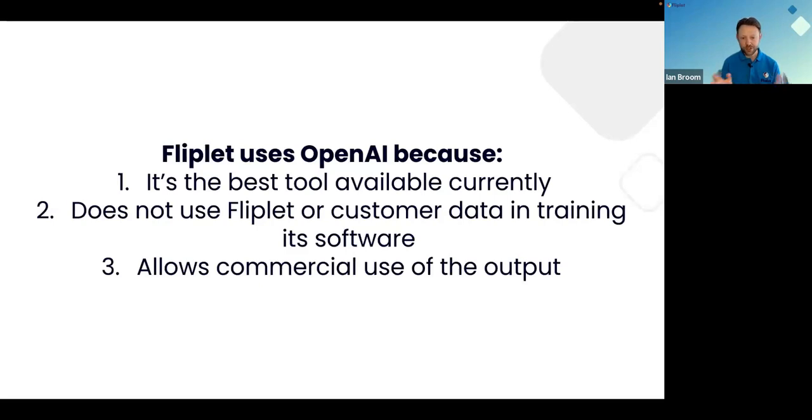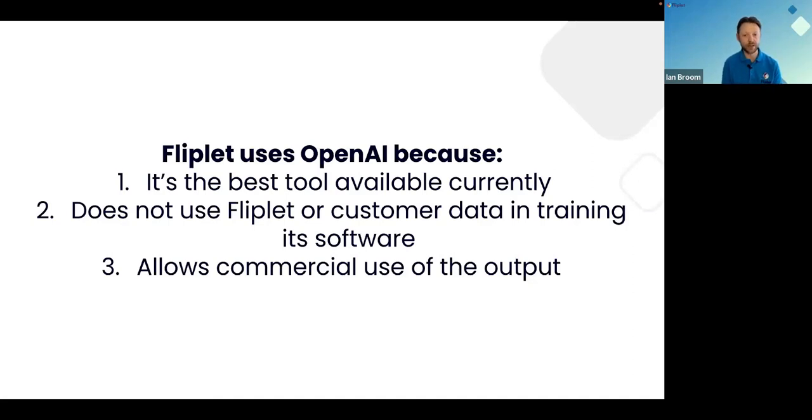Okay, so just as a reminder, Fliplet currently is using OpenAI as our AI API of choice. And this is because it's the best tool currently available. Both Bing Chat and Bard are not currently delivering as high quality results, although they are getting better very quickly. Secondly, OpenAI does not use Fliplet or customer data in training its software. Because we use the API, none of the information that we pass to it can be used for training. That's not necessarily the same with the other providers. And then 3, it allows commercial use of the output. It states in its terms that you're welcome to use it commercially. So for these 3 reasons, OpenAI is still the best API that we're able to integrate with.